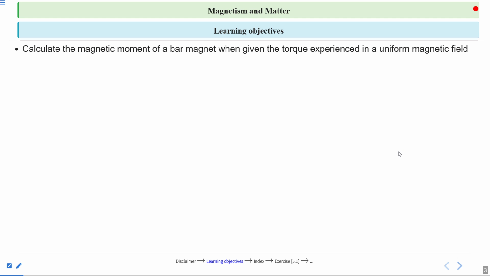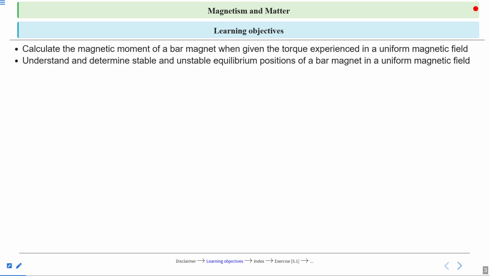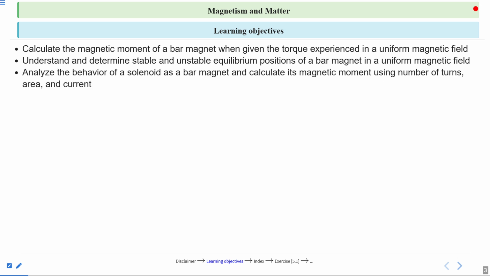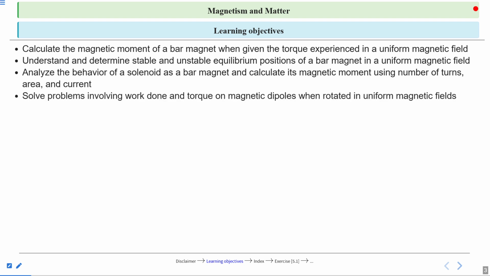The learning objectives. After this lecture, you are going to be able to calculate the magnetic moment of a bar magnet when given the torque experienced in a uniform magnetic field. Understand and determine stable and unstable equilibrium positions of a bar magnet in a uniform magnetic field. Analyze the behavior of a solenoid as a bar magnet and calculate its magnetic moment using number of turns, area, and current. And you will be able to solve problems involving work done and torque on magnetic dipoles when rotated in uniform magnetic fields.